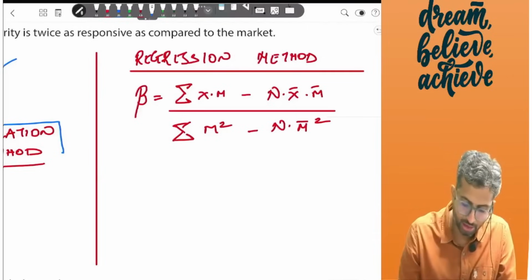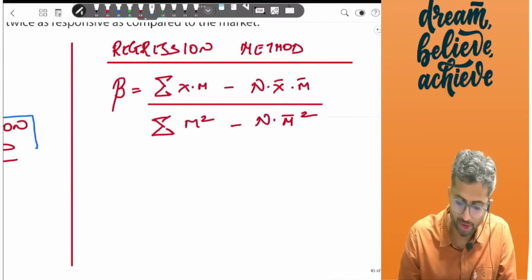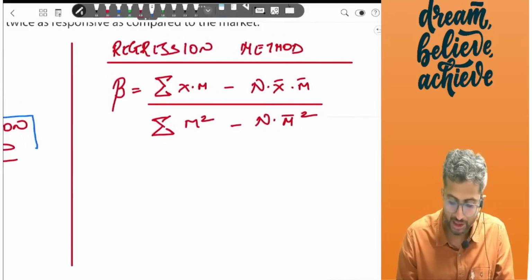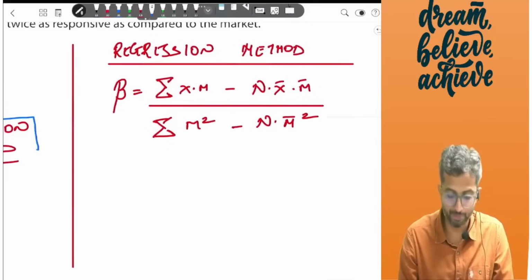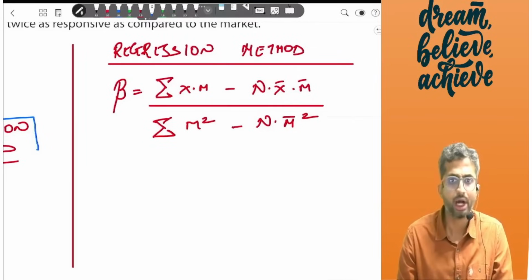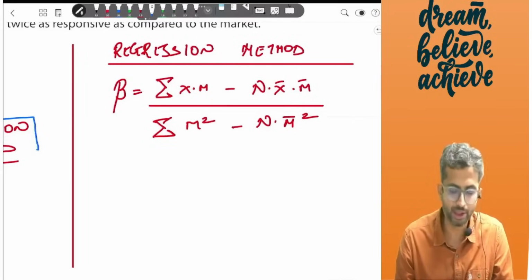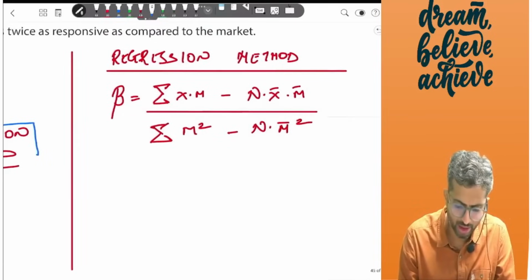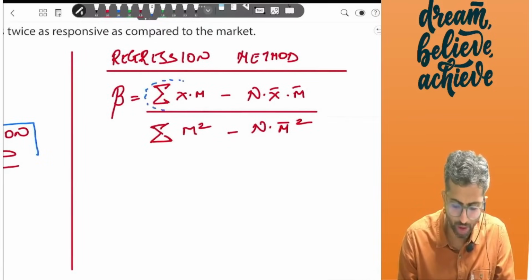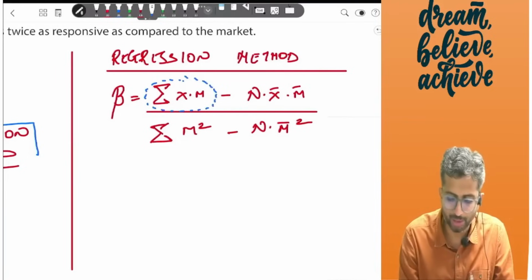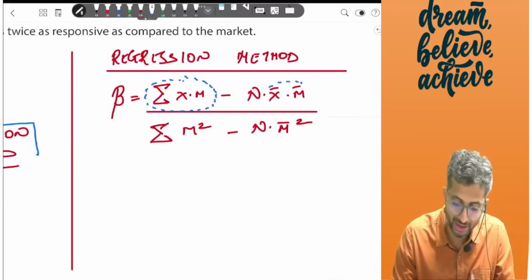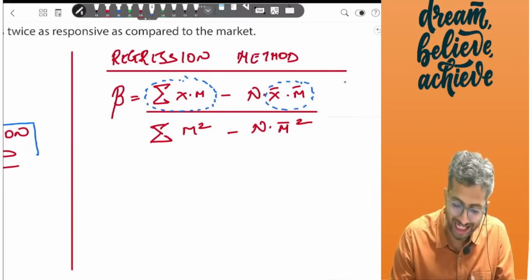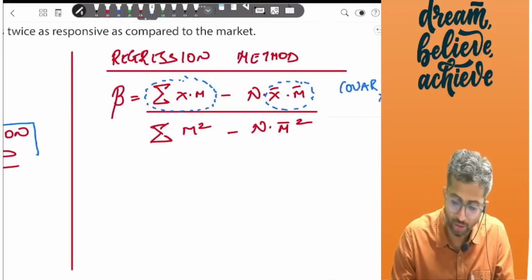In this formula, the regression method says that beta is calculated as summation of x into m minus n into x bar into m bar, and the denominator is summation m squared minus n into m bar squared. Unfortunately you will have to remember this, but if you want to understand it at some level, remember that in the numerator you are doing summation of x into m. X into m is similar to doing something like covariance. Over here also x bar into m bar. So you are looking at x and m, so it is similar to covariance of x and m.